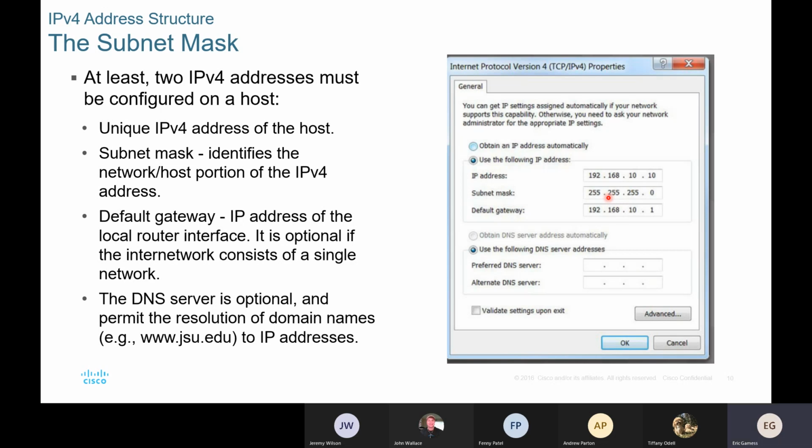So when we surf the internet, we use domain names. But the computer only works with numbers, binary numbers. So we need a way to convert those domain names into an IP address. The DNS server is the one that will take care of that. For example, it will convert www.jsu.edu to one IP address or a list of IP addresses.